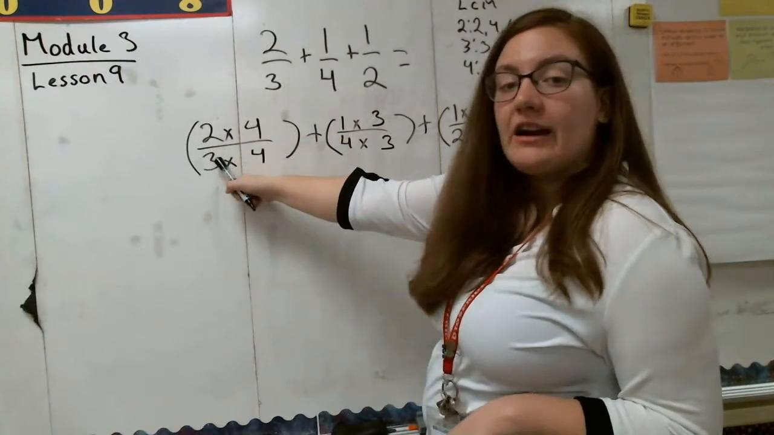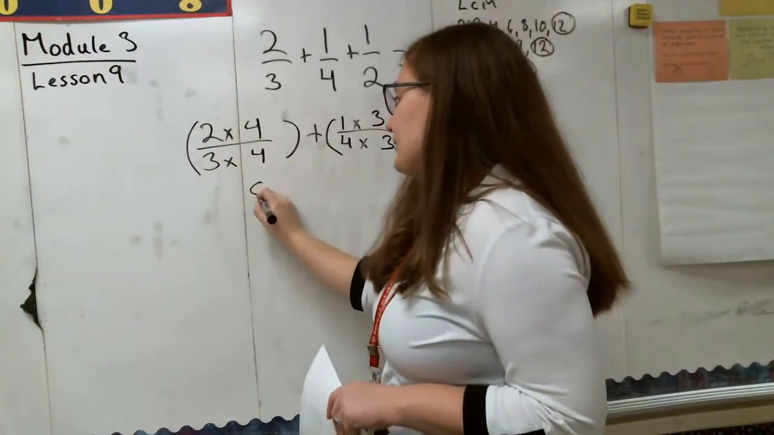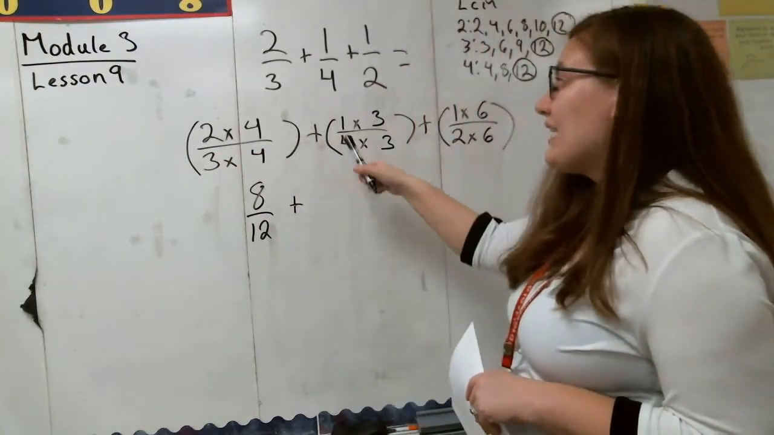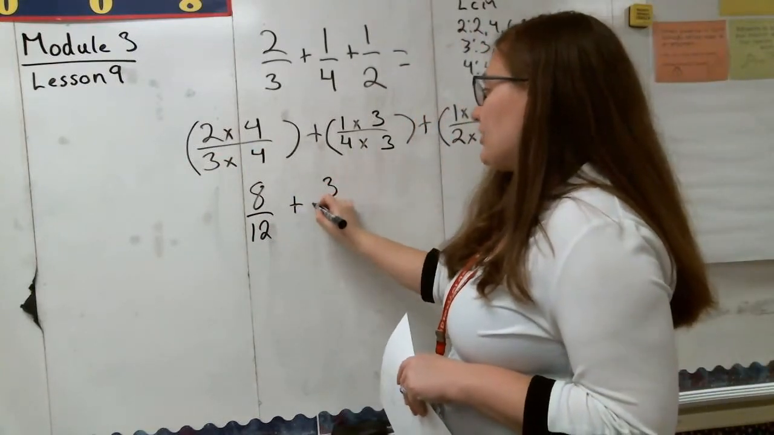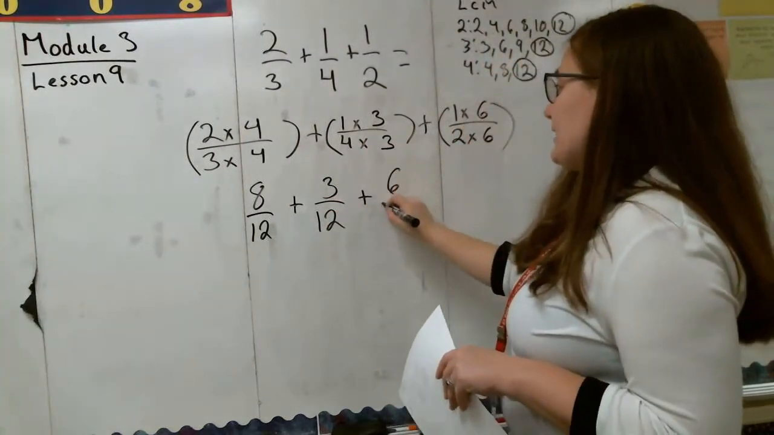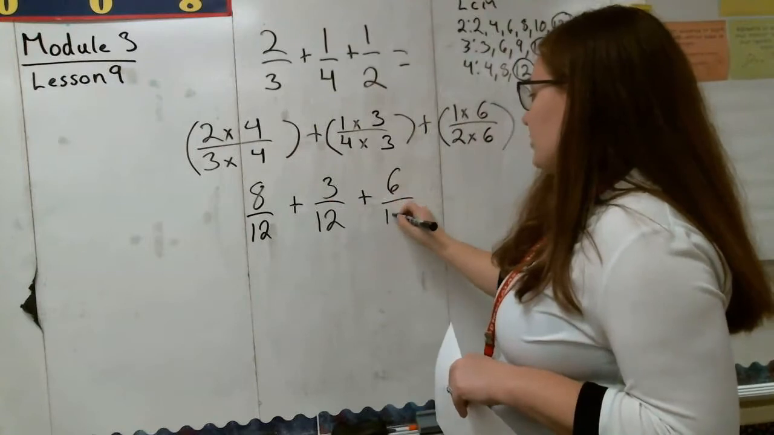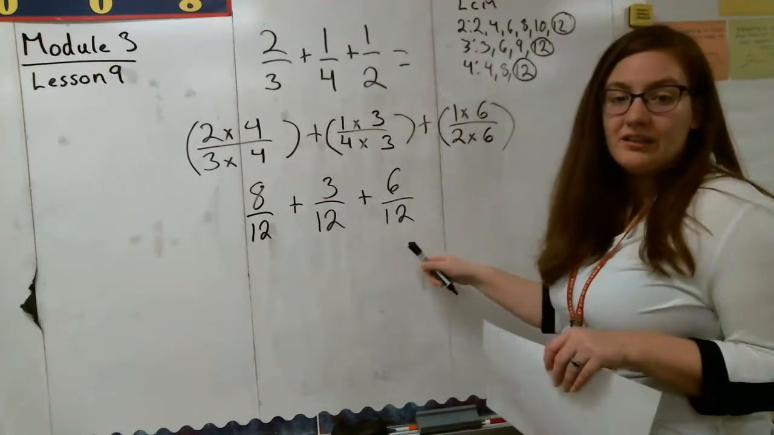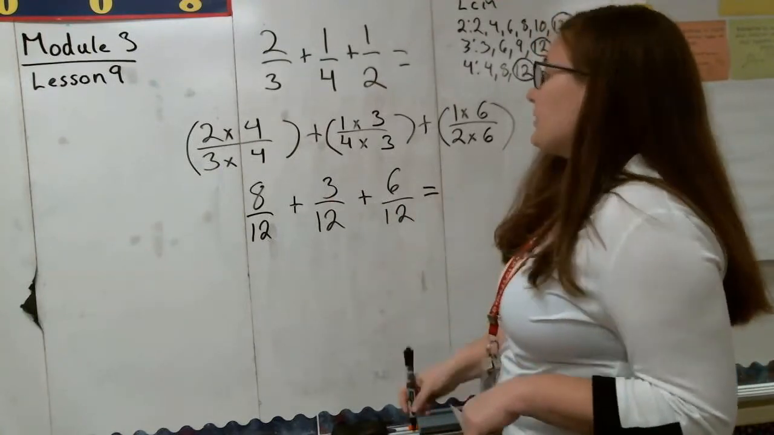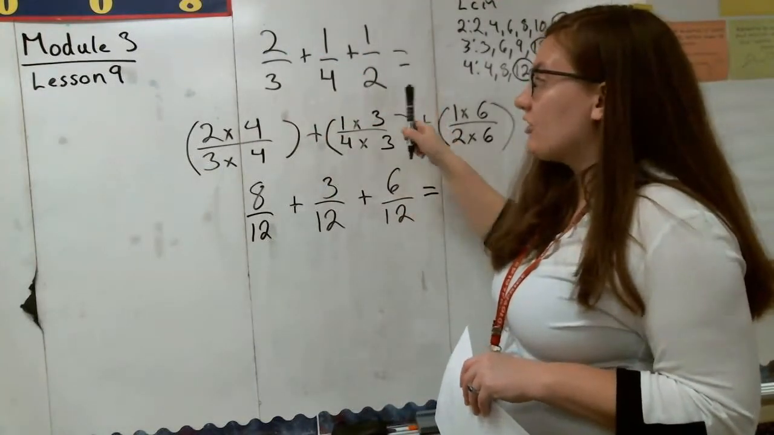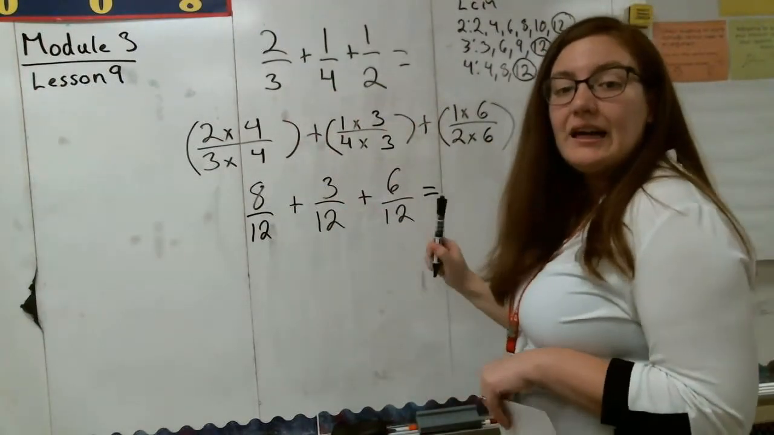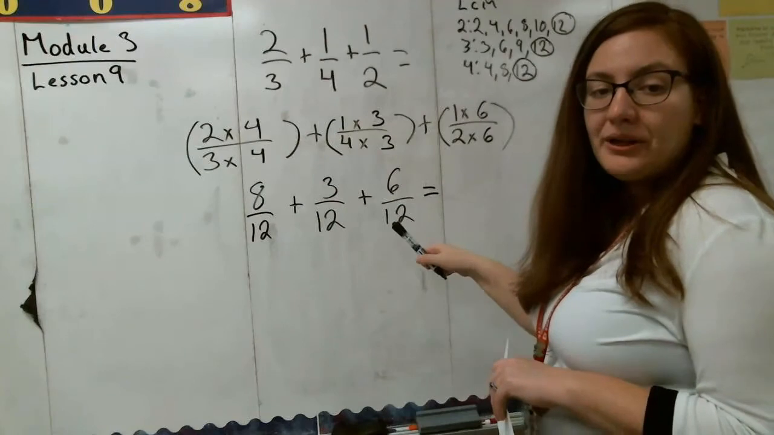So we're going to start with this fraction over here. We have 2 times 4, which gives me 8, and 3 times 4, which gives me 12. So I have 8/12. I have 1 times 3, which is 3, and 4 times 3, which is 12. And then we have 1 times 6, and 2 times 6, which is also 12. So now that all three of these have the same denominator, now I can add them up. So we took our starting fractions, found the LCM, created equivalent fractions, and now we can add since they all have the same number in the bottom.